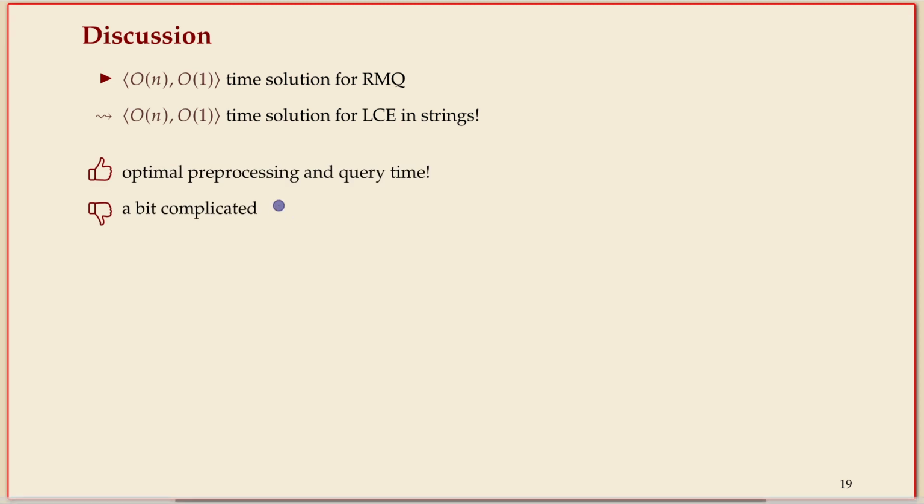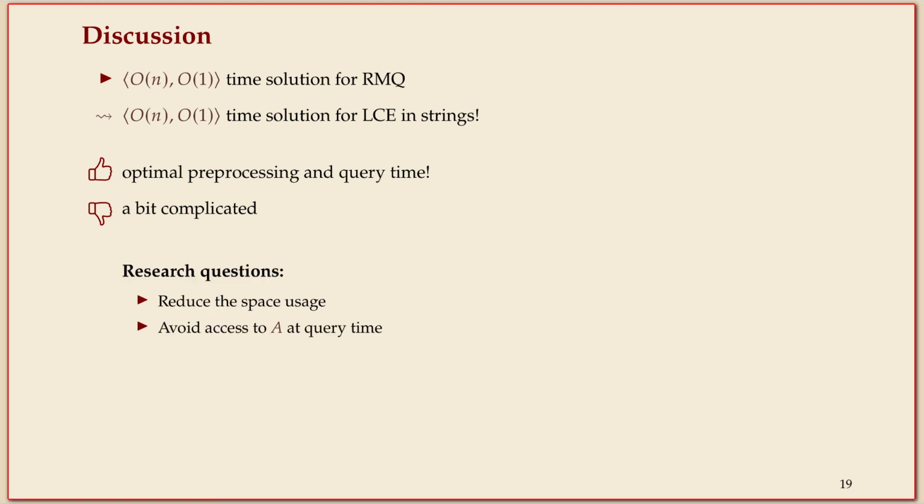I called it a bit complicated. You'll be my judge. This is also something that people still look at a bit. You can ask the question if you can reduce the space further. And a second nifty bit is you can build data structures that don't need the array at query time. So I can give you the array for pre-processing and then take it away from you. So you can only answer the range minimum queries then and don't even have the knowledge what is in the array.